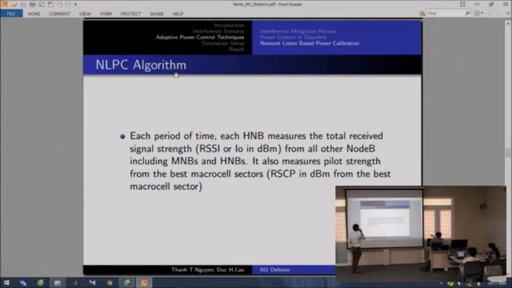So here's the technique proposed in our study. It's called network listening power control. The idea is very simple. Each period of time, the femtocell will measure the total received signal from all the macro cells and femtocells nearby. And based on that received signal, the femtocell uses the information to adjust its transmit power.